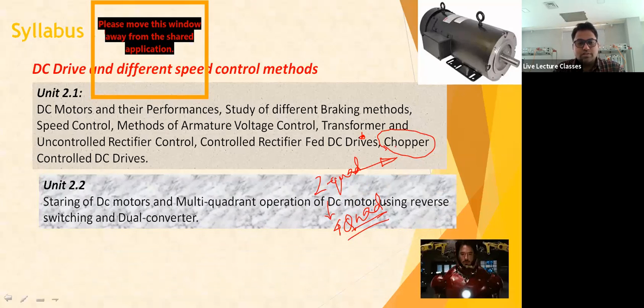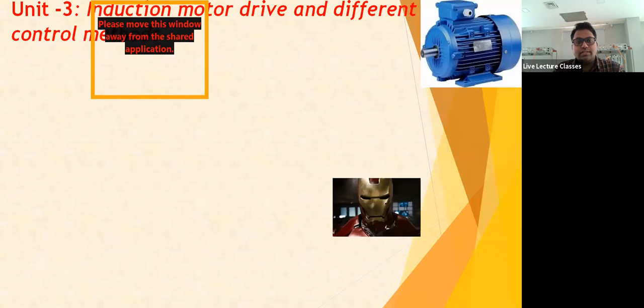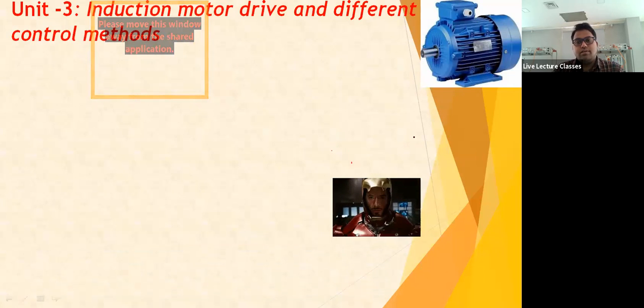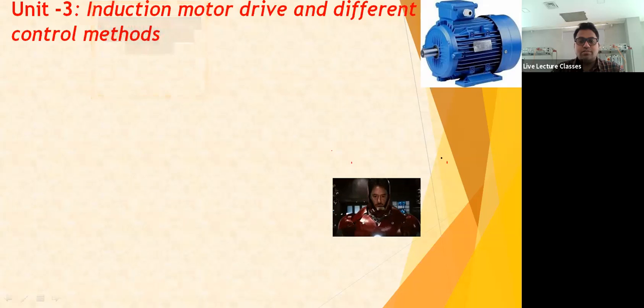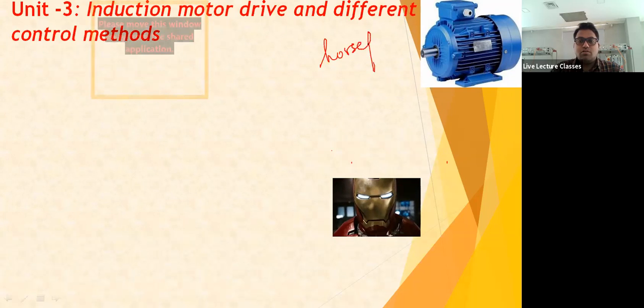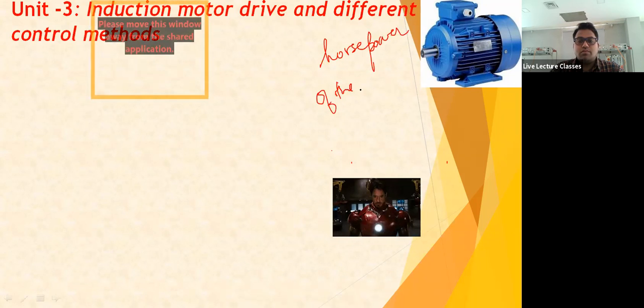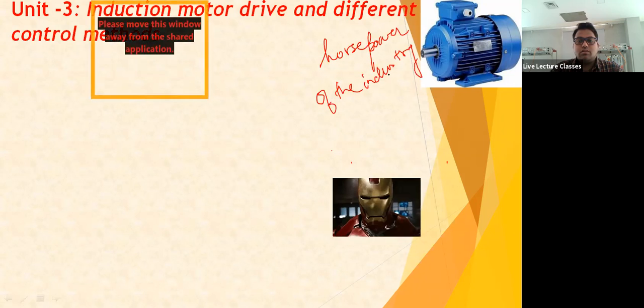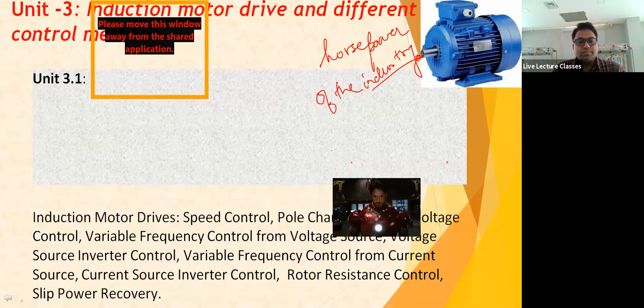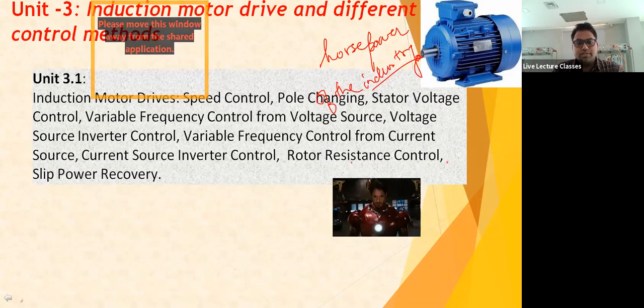Okay, so this is 2.2, that is starting of DC motors, multi-quadrant operation of DC motor using reverse switching and dual converter. Then induction motor drives. This is a vital thing, because the induction motor is called the horsepower of the industry. So learning the induction motor and how to control its speed is very, very important, right? Here, it's induction motor drives, speed control.